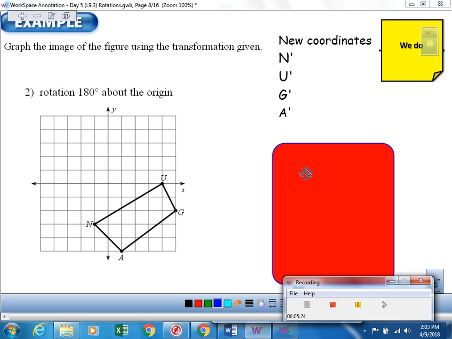Now, what's a 180 degree turn? Okay, we are going to actually turn our paper upside down. So your paper should be upside down right now. Mine's upside down.